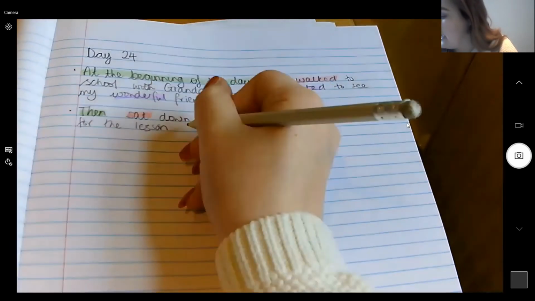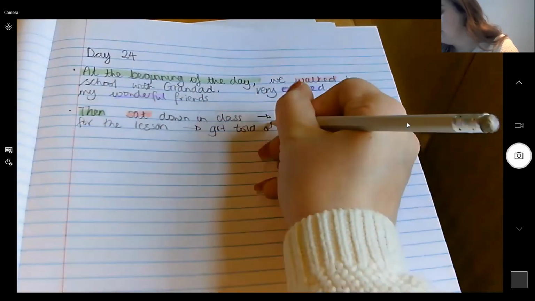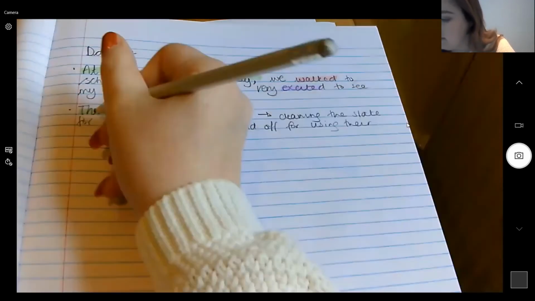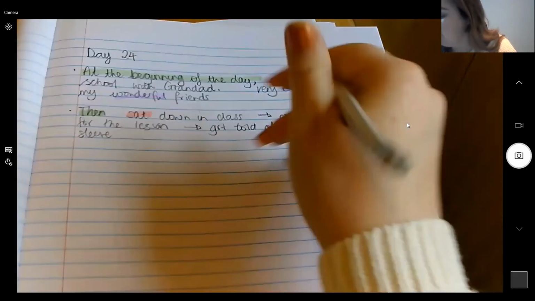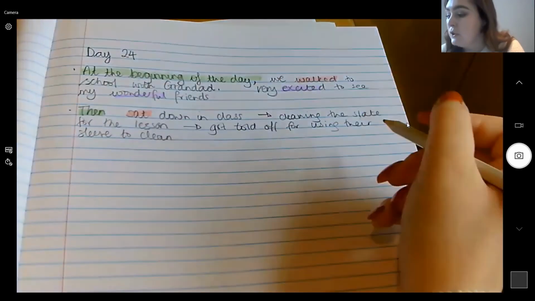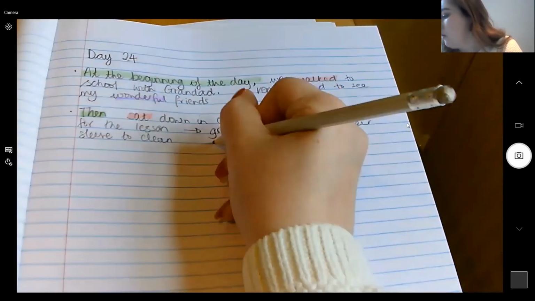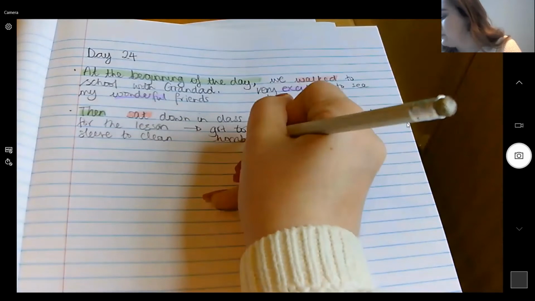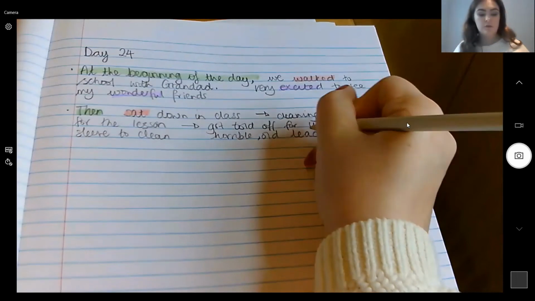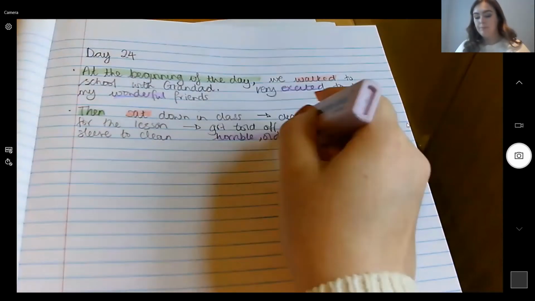And then you could say somebody got told off for using their sleeve to clean. And maybe here you could include some emotive language to describe the teacher and how she was so horrible. So then you could say something like horrible old teacher, to describe that she was being really horrible by telling off the child for using his sleeve.